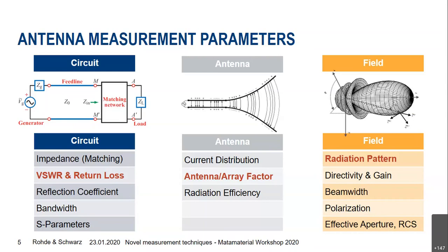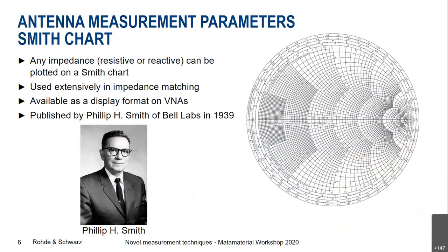Very important for an RF engineer is to understand these impedances and the matching, and for that reason, to best solve such matching issues, we have the Smith chart. Any impedance, resistive or reactive, can be plotted on a Smith chart. This is a very special tool, designed and developed especially by Mr. Philip Smith, and hence the name, the Smith chart. It is used extensively in impedance matching and is available in display formats on network analyzers.